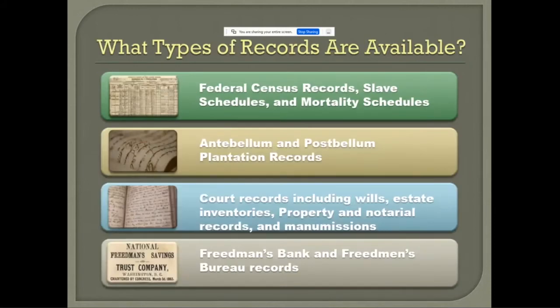So we're going to talk about census records, which we've talked about some, but we're going to talk about the additional slave schedules and mortality schedules. A little bit about the plantation records. That's a whole other class because they're so complex.